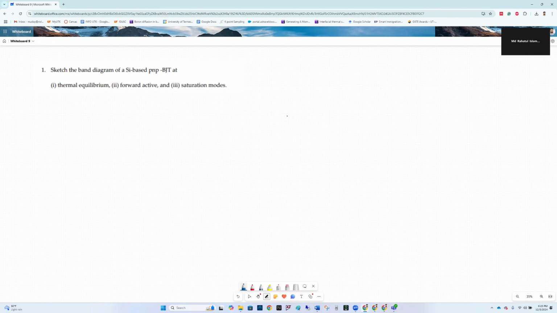At first, let's define the regions. The first region is a P, then an N region, then P region, as this is a PNP transistor. So at first, let's start with the Fermi level. We know that at thermal equilibrium, the Fermi level along the structure will be at a certain level. So this is our Fermi level EF. And now we'll draw the conduction band and valence band.